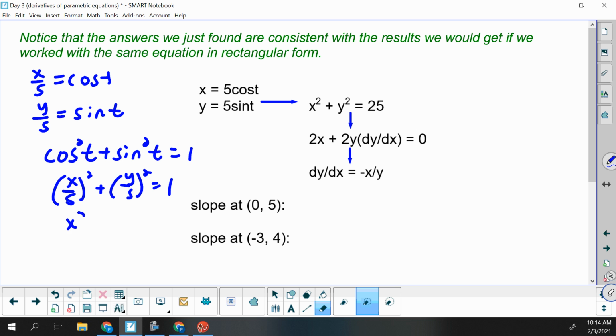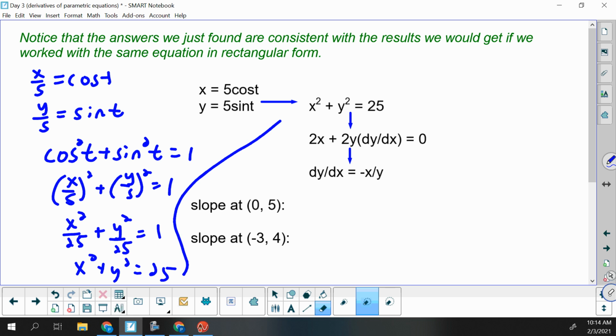Or in other words, x squared over 25 plus y squared over 25 is 1. Or in other words, x squared plus y squared is 25. So that's where that equation is coming from, if we eliminated the parameter and wrote it in rectangular form.